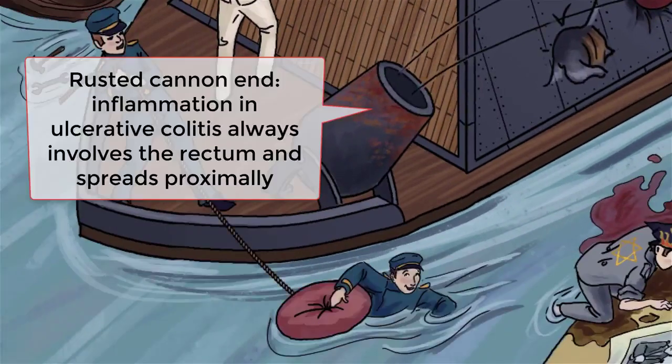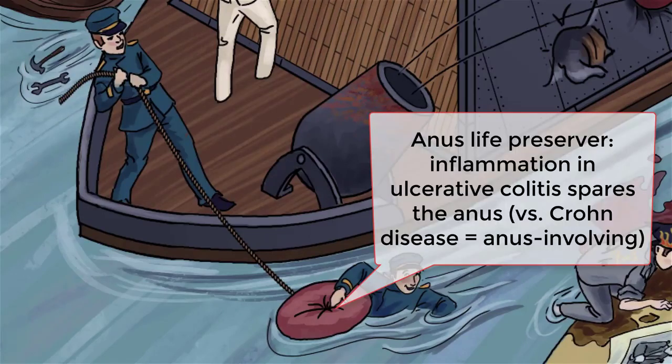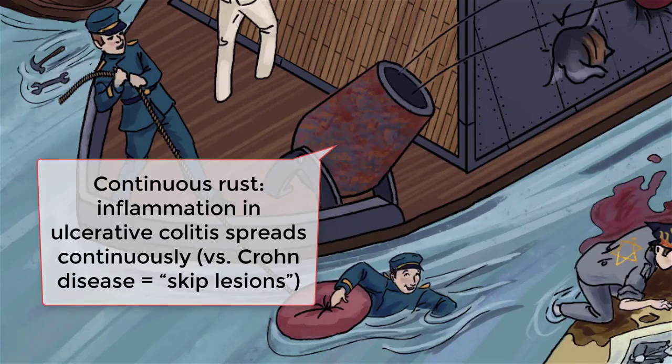Another thing to remember is that the inflammation in UC always involves the rectum and moves proximally, sparing the anus, as you can tell with this happy fellow getting pulled along by this non-inflammatory anus life preserver. This means UC is limited to the colon and rectum only, unlike the mouth to anus nonsense of Crohn's disease. As the inflammation of UC spreads proximally, it does so in a continuous fashion, unlike the skip lesions seen in Crohn's.